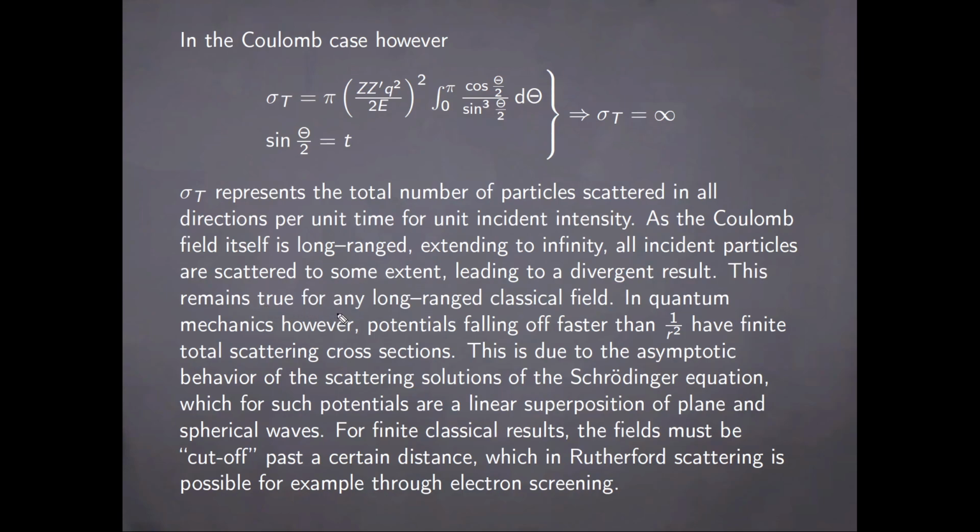This remains true for any long-ranged classical field. In quantum mechanics, however, potentials falling off faster than 1 over r squared have finite total scattering cross-sections. This is due to the asymptotic behavior of the scattering solutions of the Schrödinger equation, which for such potentials are a linear superposition of plane and spherical waves. For finite classical results, the fields must be cut off past a certain distance, which in Rutherford scattering is possible, for example, through electron screening.